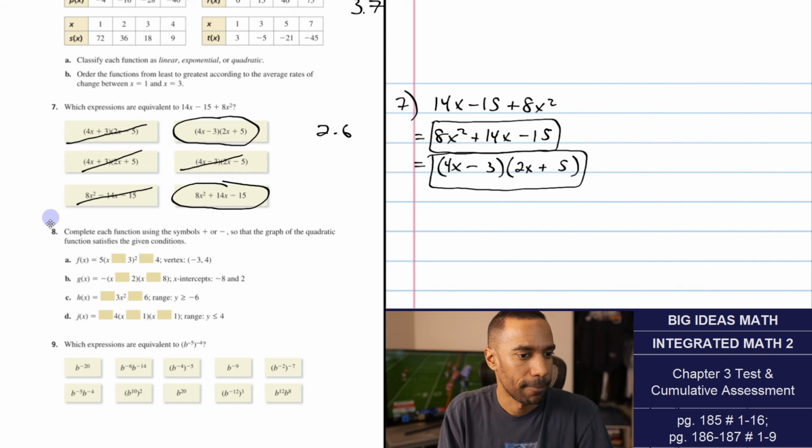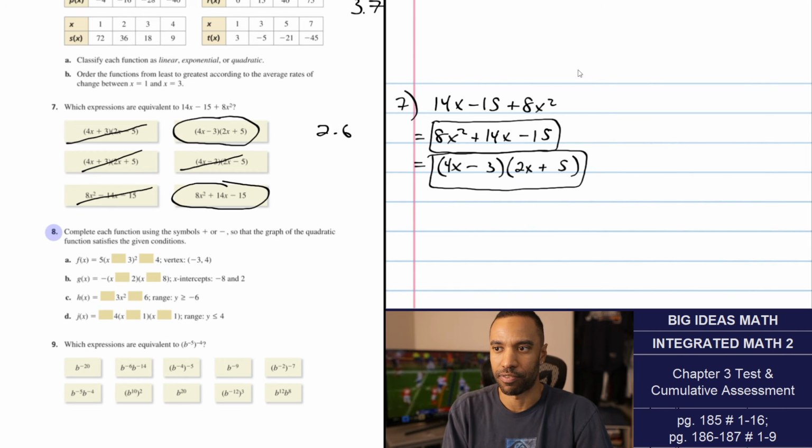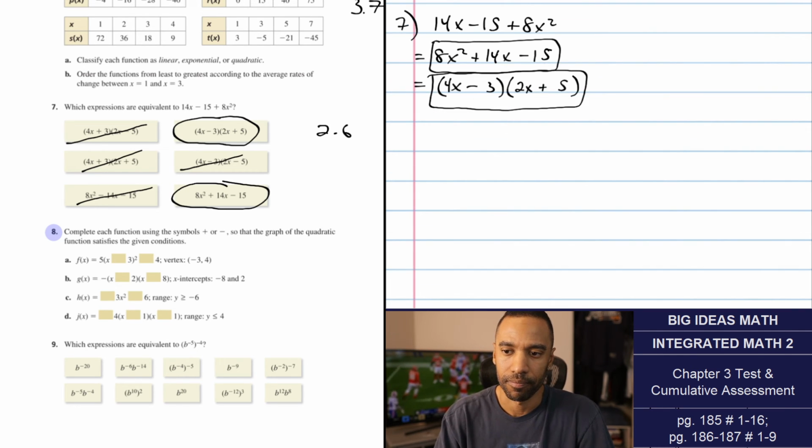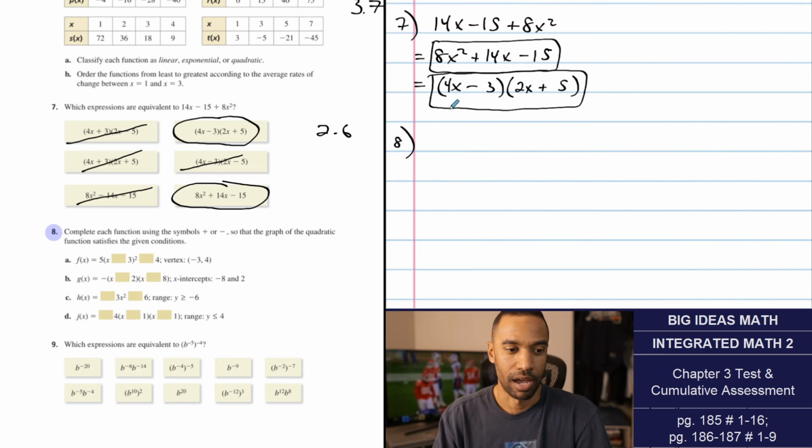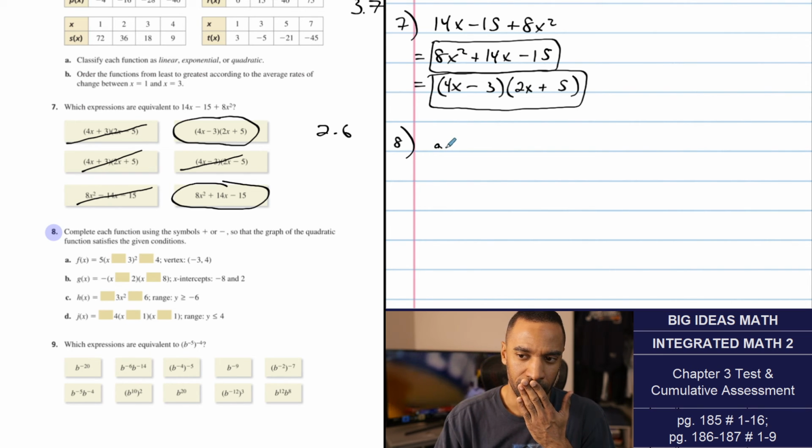Okay, 2 more. Number 8. Complete each function using the symbols plus or minus so the graph of the quadratic function satisfies the given conditions. Okay? I have a couple yawns in me. You have to give me a second. Sorry.